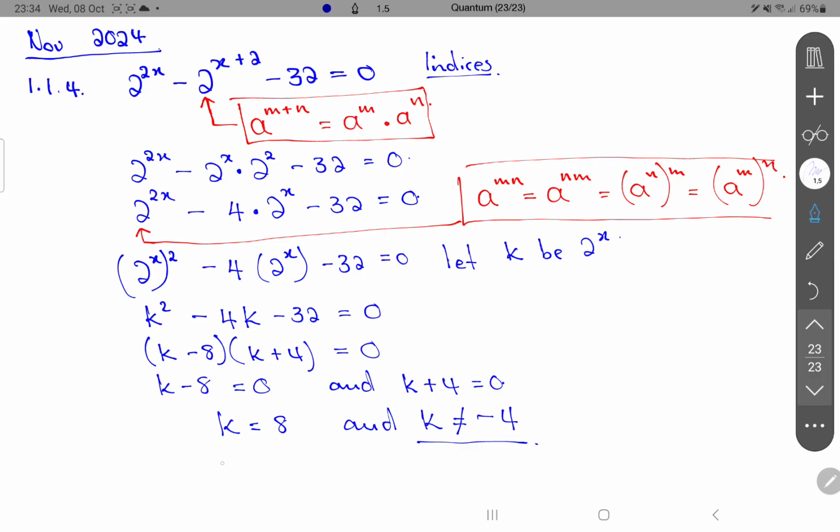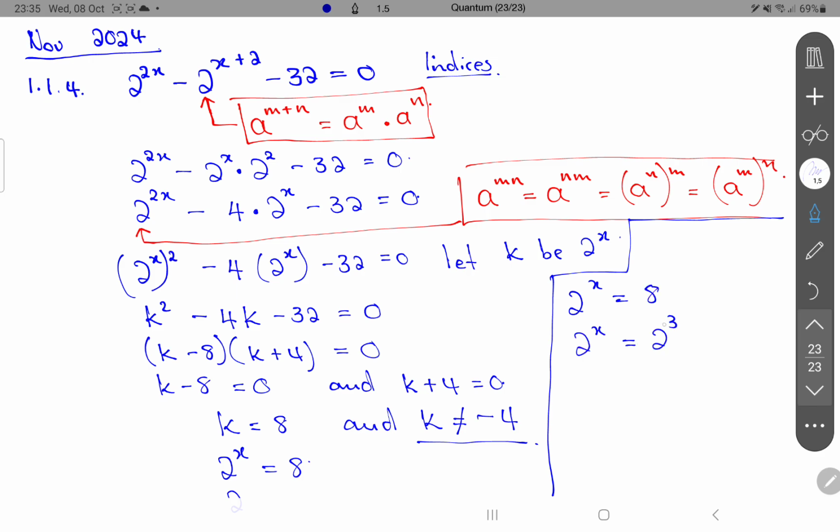So you put back your 2^x is equal to 8, right? Let's use the other side for me not to go far away from wherever I want. So it's going to be 2^x is equal to 8, which is 2^x is equal to 2^3. So x is equal to 3. So this is the final answer.